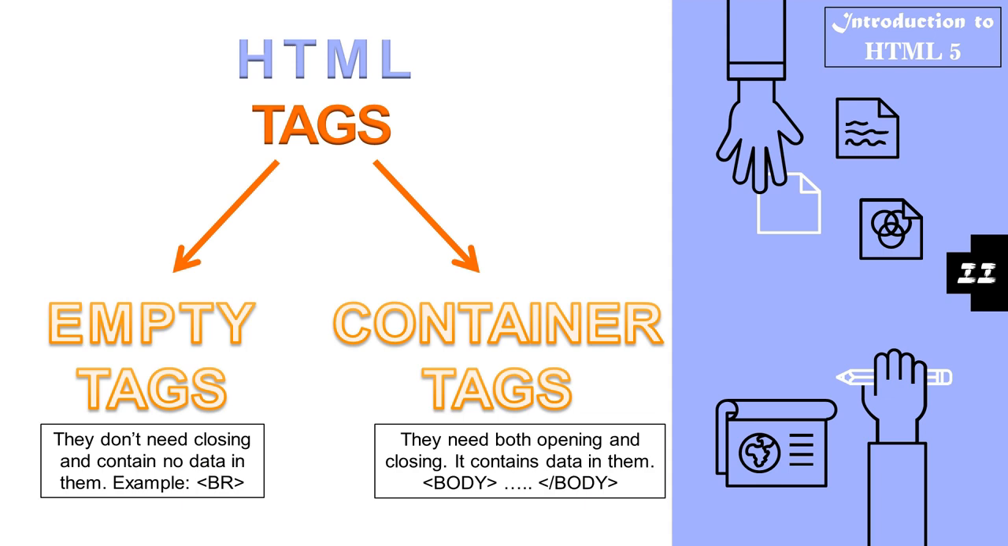Whereas on the other hand, the second type is the container tag. Now the container tags need both opening as well as closing. That means the tag must be closed, which will define the boundary in which that tag will play or that tag will have effect on. But it also contains data in it. Like a container of biscuits at our home, it must contain something, whereas an empty tag contains nothing. The two examples are given on the screen. You can pause it and note it down.